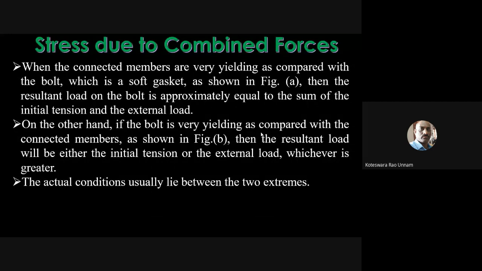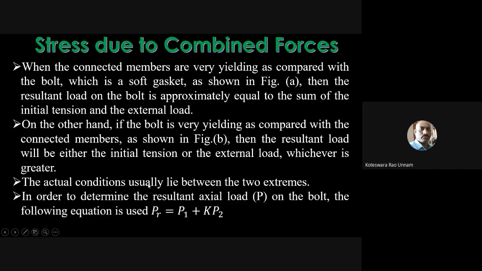So what you need to do is consider a fraction of the external load which can be taken by the bolt. That fraction, how much of the total external load the bolt takes, can be decided by an elastic analysis of the bolted connection. We are not doing that analysis, but straight away we pick the value from the data book. For a given condition, depending upon the type of gasket you are using, you can decide that. In order to determine the resultant axial load on the bolt, the following equation is used.